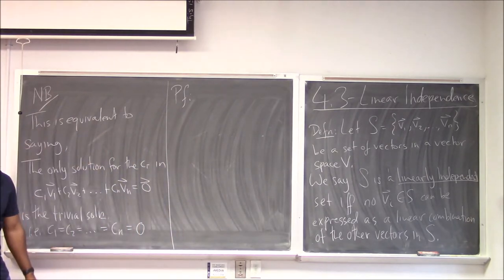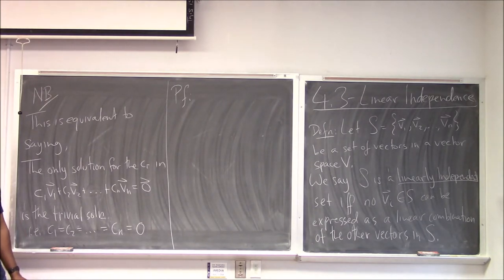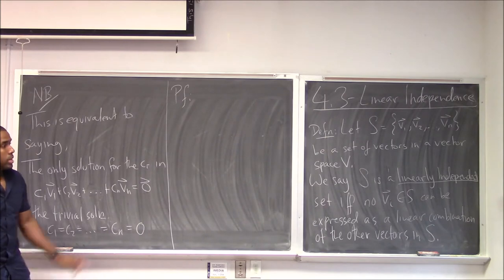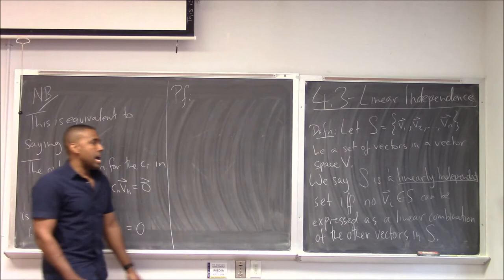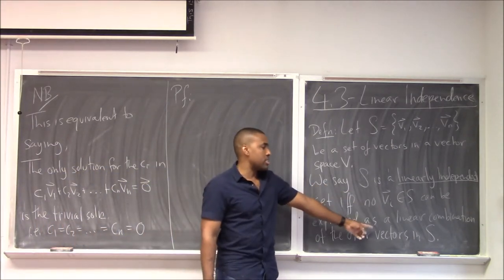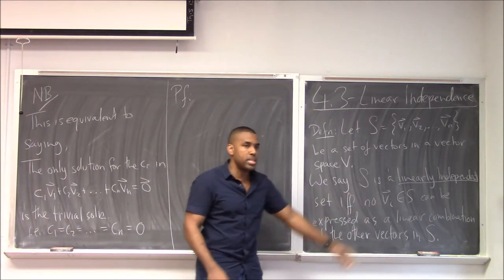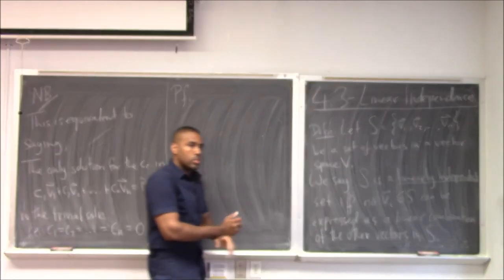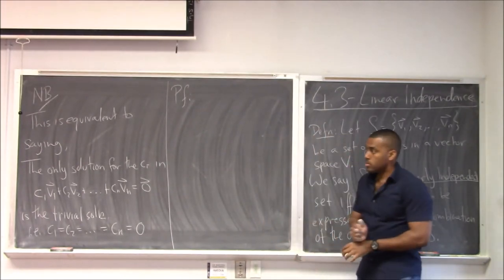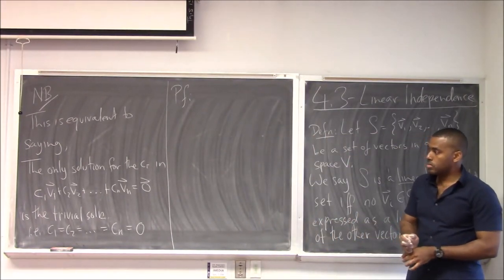Do you suppose that there's more than one way? What do you mean, suppose there's more than one way? Wait, we're trying to prove that this is the only way? Wait, what are we proving exactly? That these two requirements are the same. Me saying I don't want any one vector to be expressible as a linear combination of the other vectors is the same as me saying, okay, this equation must only have this solution.